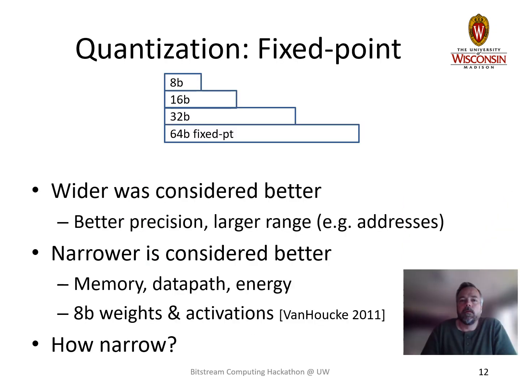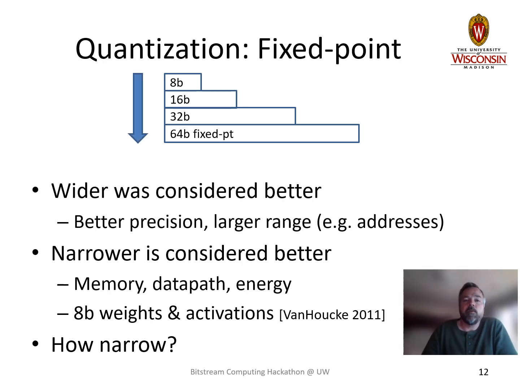Okay, so the second major technique that we want to talk about for reducing the cost of neural networks is quantization. If we look historically at what happened with microprocessors, we went from 8-bit to 16-bit to 32-bit, and most recently to 64-bit microprocessors, starting in the 70s and ending up in the last decade or so, because wider was generally considered better. You could do better precision and a larger range for larger address spaces.